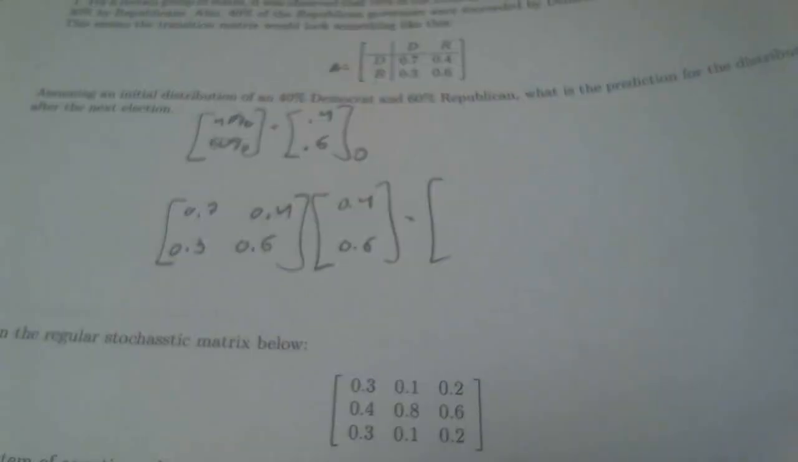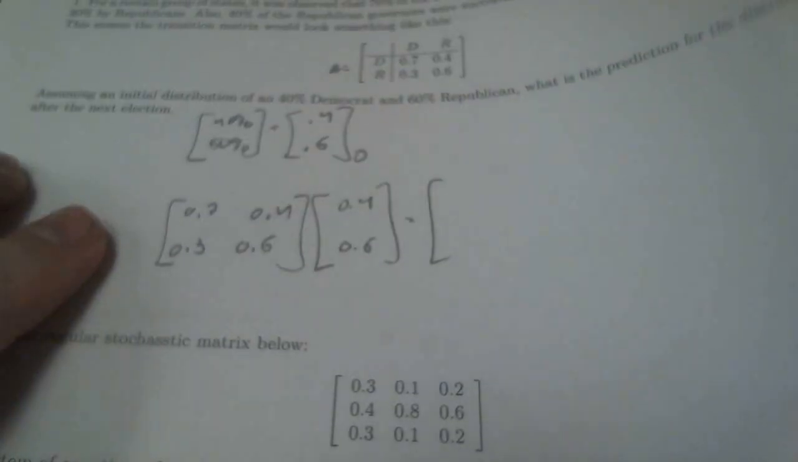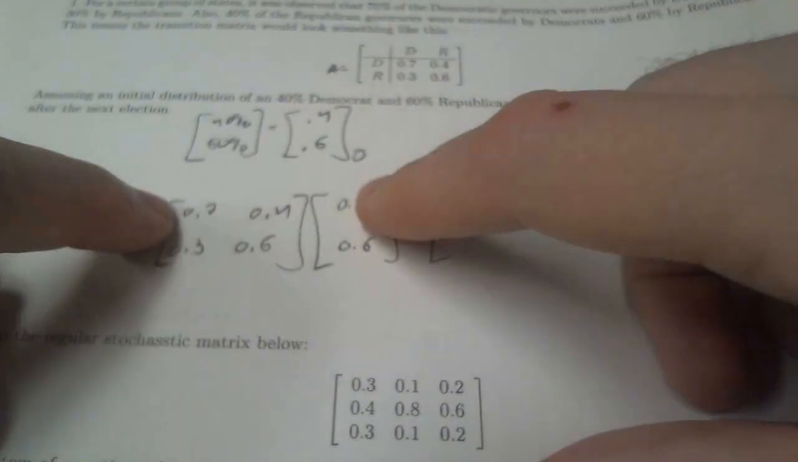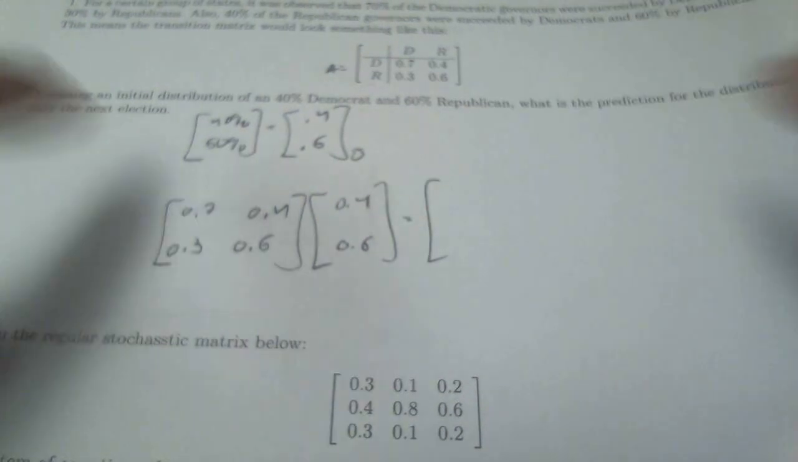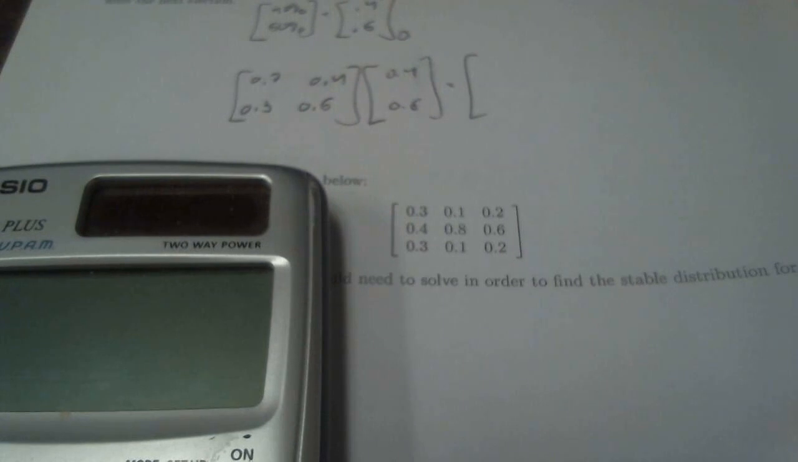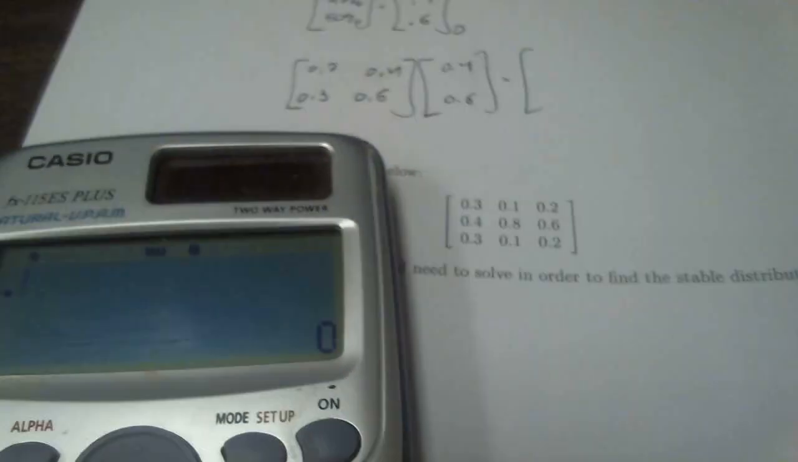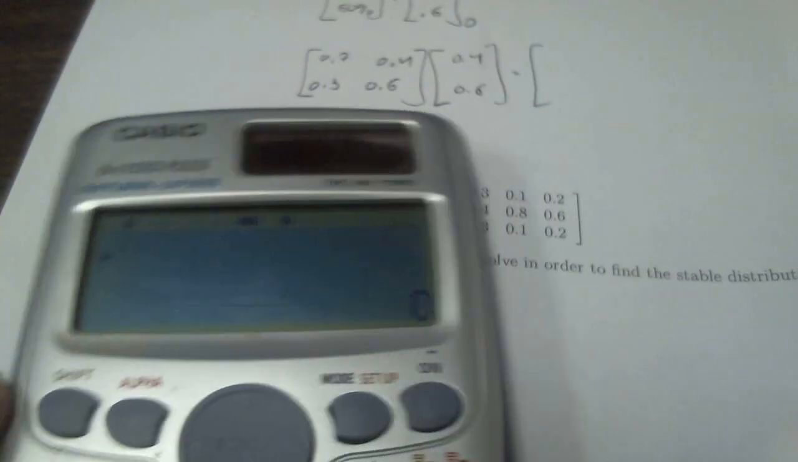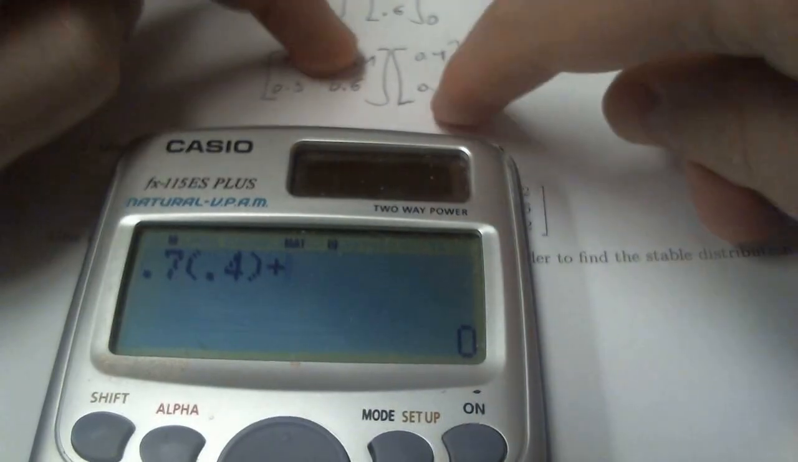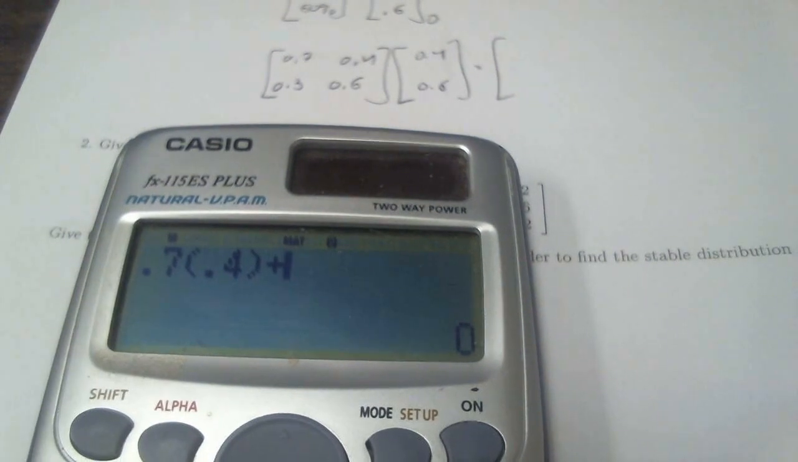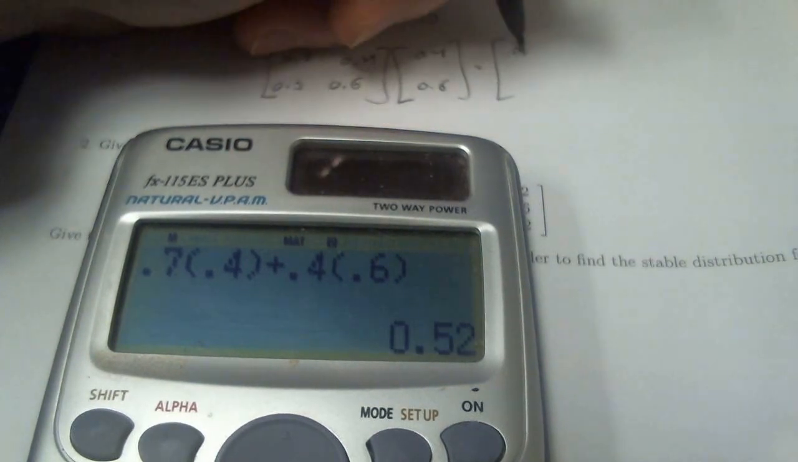All right, so that's just a matter of doing the matrix multiplication. Again, you march across the rows of your first matrix and down the column of your second matrix. So we have 0.7 times 0.4, and I'm going to add 0.4 times 0.6. Oh, it helps if I turn the calculator on. All right, so you have 0.52.